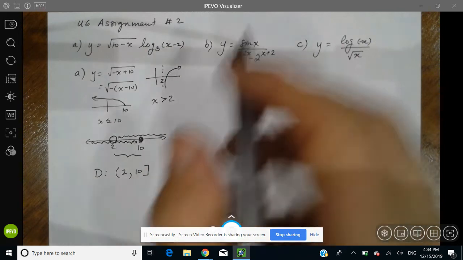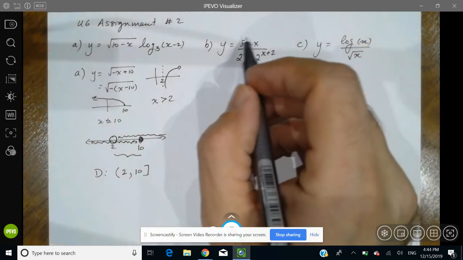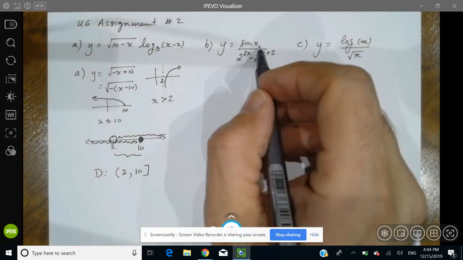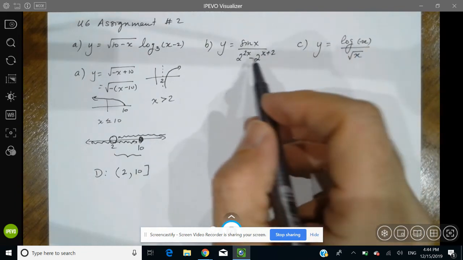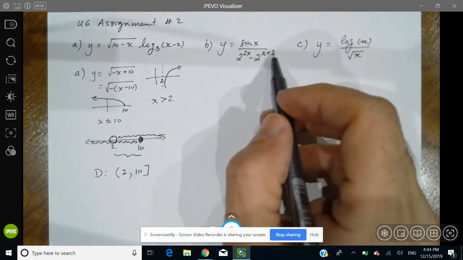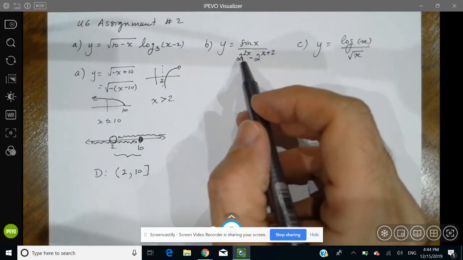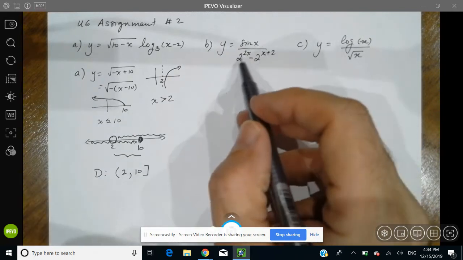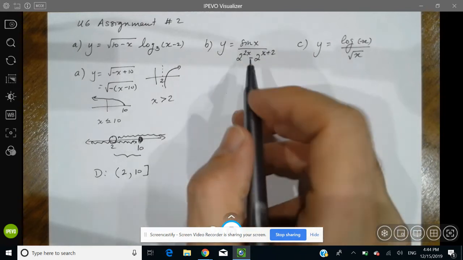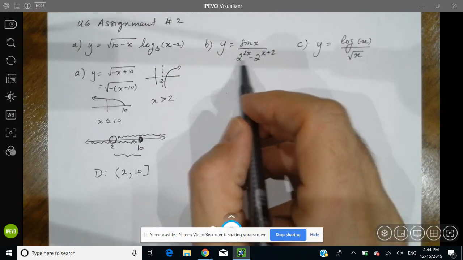I look at my numerator function, and sine x has a domain of all real numbers. For 2 to the 2x minus 2 to the x plus 2, there are no restrictions on what I can put into x, so the denominator has a domain of all real numbers. The only thing I have to be careful of is that because I'm doing a division, I need to make sure that this is not equal to 0.